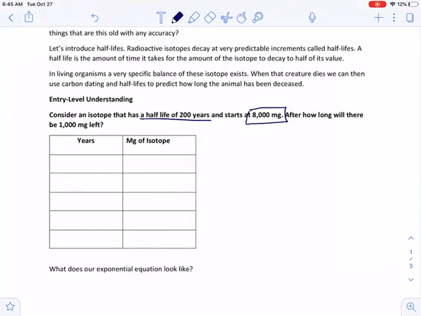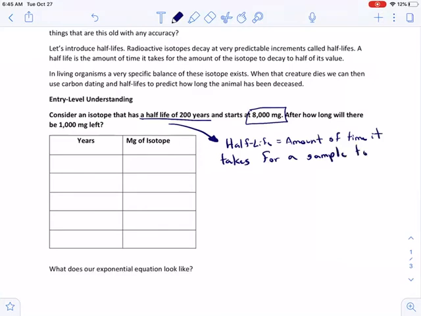Well, the important part of this, and one of the bigger takeaways here, is what this point of time looks like. So a half-life of 200 years. So a half-life is the amount of time it takes for a sample to degrade to half its value.